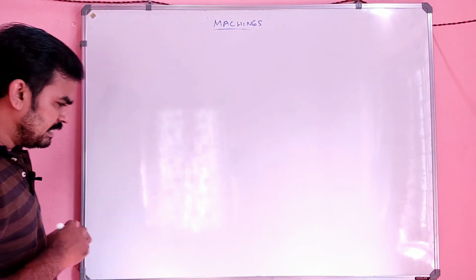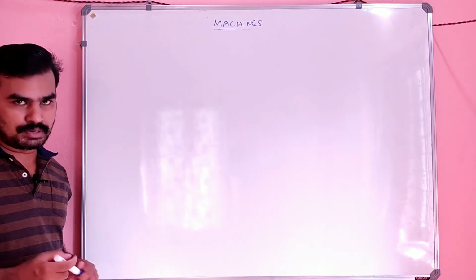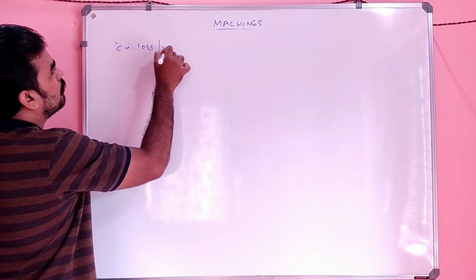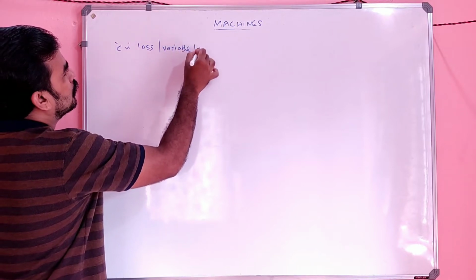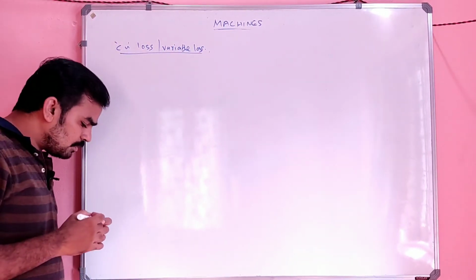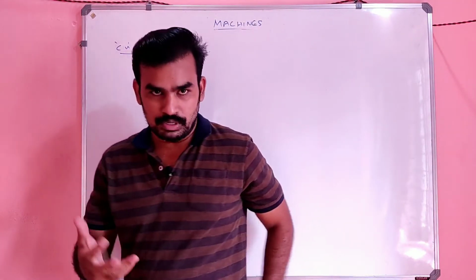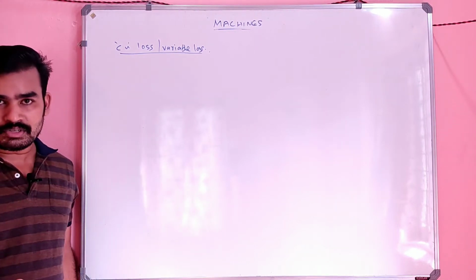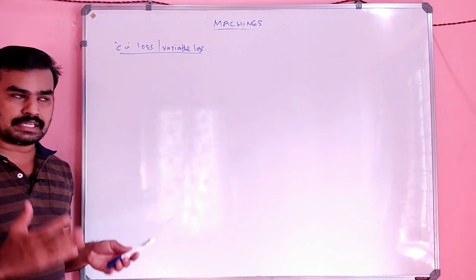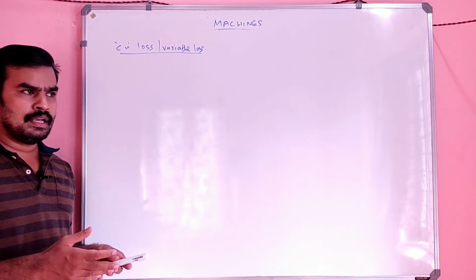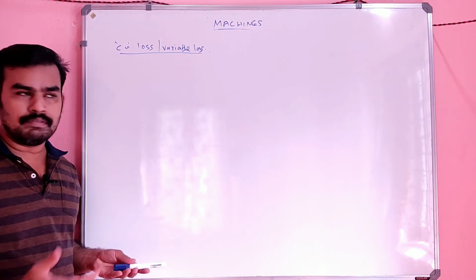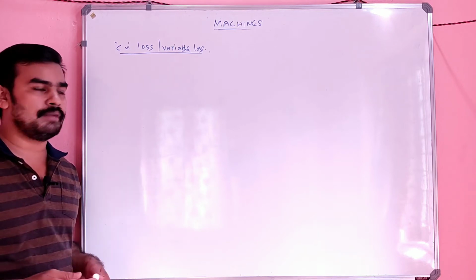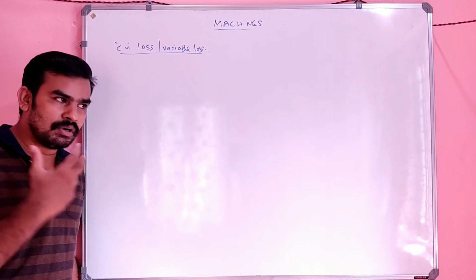So today we are going to discuss another important loss in the transformer, which is nothing but the copper loss or variable loss. Copper loss is called variable loss because it varies with respect to the load. While the iron loss is a constant loss, it is constant for all loads, because in the hysteresis or eddy current loss equations you can't see any term connecting the load, whether it is load current, percentage load, or fraction of load. It is independent of the load.